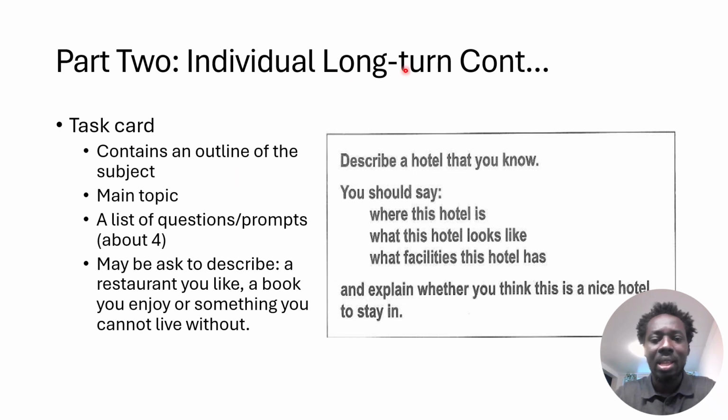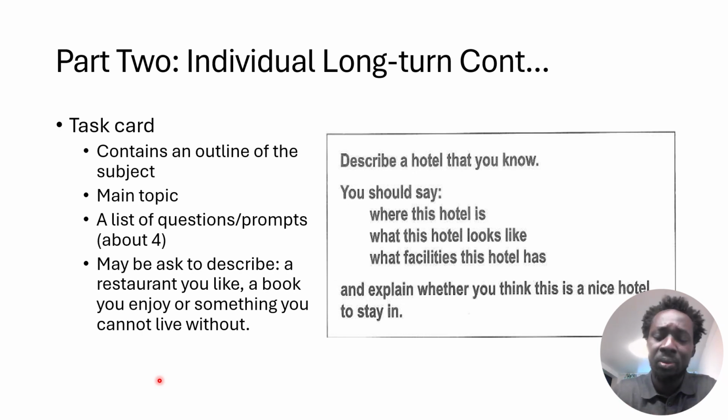So this is a typical example of a task card, right? The one on the right, that is a task card where you have the pointer. So these are the things that you should expect on a task card. It contains an outline of the subject. There is a subject. So in this case, we have a hotel. You are going to describe a hotel you know. So the subject here is a hotel, right? And it may also be assumed as a topic for the task card.